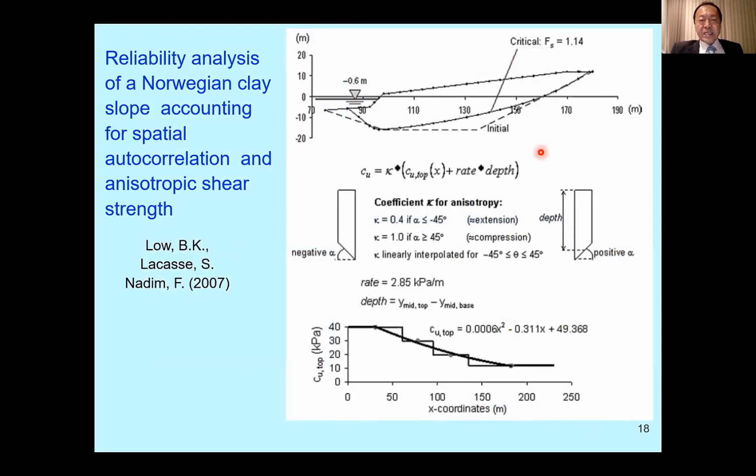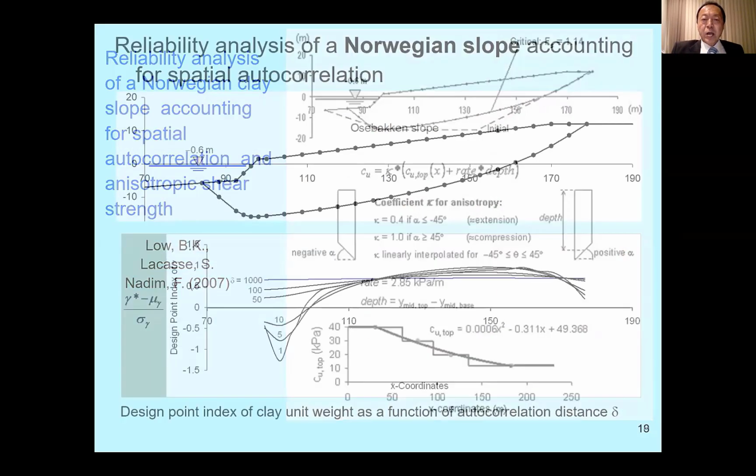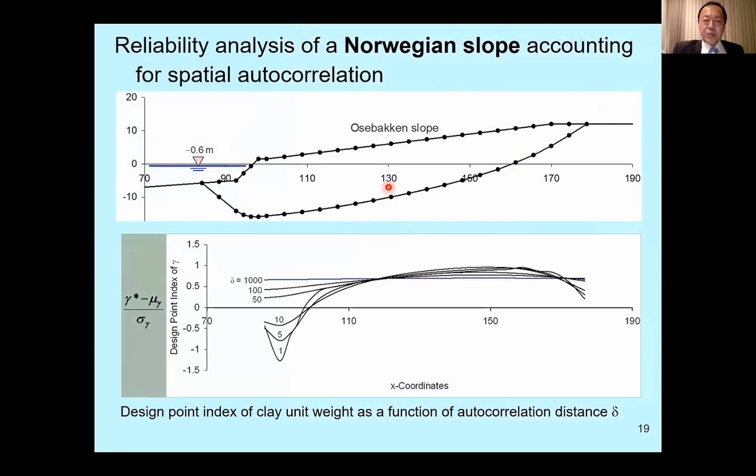This is a case of clay slope in southern Norway, with spatially autocorrelated shear strength in the horizontal direction, as well as unit weight. Therefore, there's a variation of shear strength horizontally, and with that also an anisotropic shear strength depending on the angle of shearing.